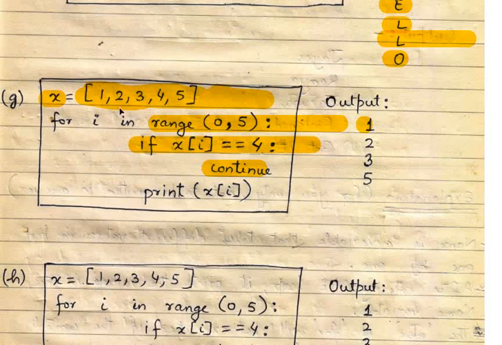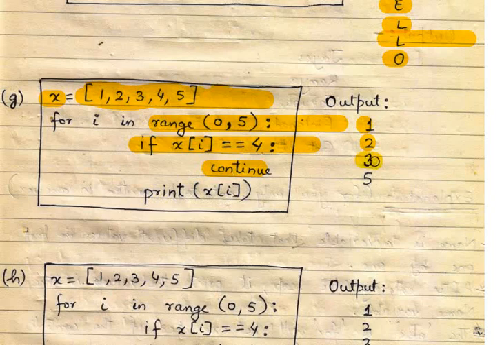Then the next iteration, I becomes 1, because x1 is 2. x1 double equal to 4 is false, so this condition becomes false, so continue will not get executed, and it would be printing the value of x1. x1 is 2, so 2 gets printed. Coming to the next iteration, this I would be taking 2, and x2 is 3, x2 double equal to 4 is false, so continue will not get executed, and it would be printing x2 is 3, so 3 gets printed.